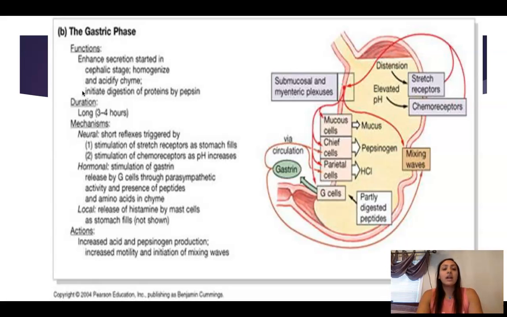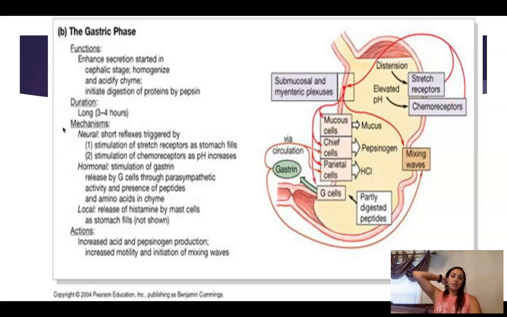How long does it last? It lasts 3 to 4 hours. The mechanisms during the gastric phase are short reflexes triggered by the stimulation of stretch receptors as the stomach fills. That's also what I said earlier to introduce the gastric phase, and also the stimulation of chemoreceptors as the pH increases. Hormonally, there is the stimulation of gastrin release by the G cells through parasympathetic activity and the presence of peptides and amino acids in chyme. That's the partly digested food.